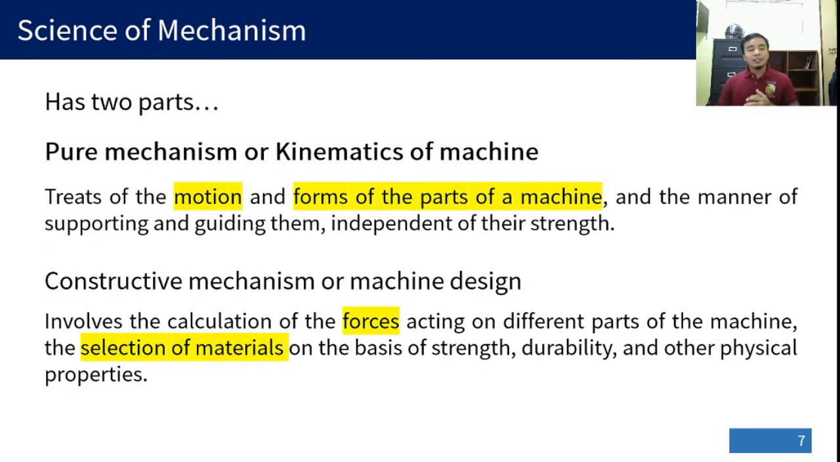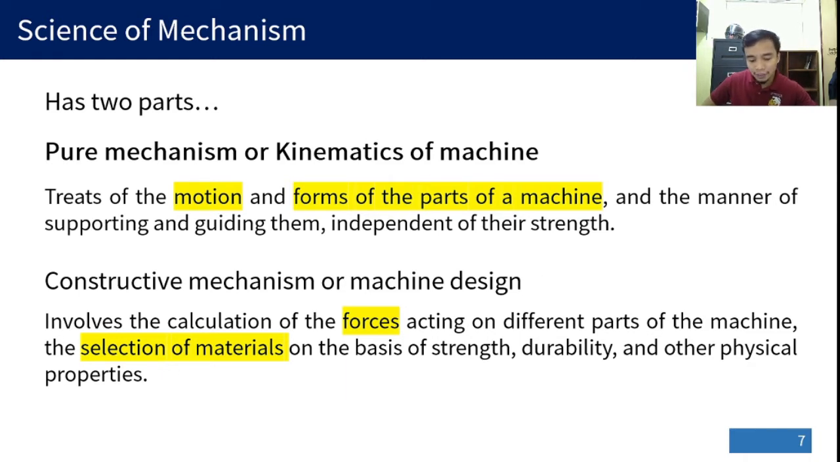Okay, so science of mechanism has 2 parts. First is the pure mechanism or the kinematics of machine. Unsa man ang na-cover sa kinematics of machine? It treats the motion and forms of the parts of the machine and the manner of supporting and guiding them independent of the strength. So nag-highlight diri ang kinematics sa motion and forms of the parts of the machine.